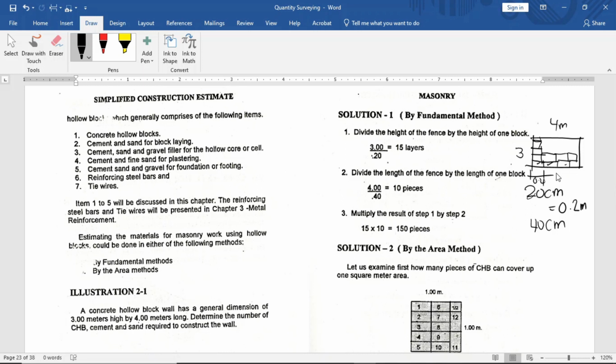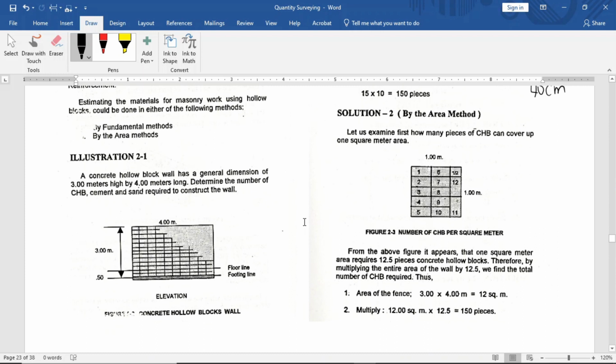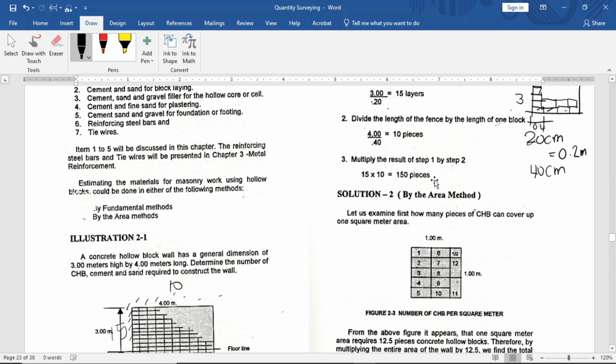So, ito na, multiply the 15 layers by 10 pieces. 15 times 10 is 150 pieces. So, bakit 150 pieces? Ganito yan. Ito dito ay hanggang 15 dito. By computation lang natin, 15 times 10: 10 dito, tapos 15 dito. 15 times 10 ang gagawin natin para makuha yung pieces ng hollow blocks.